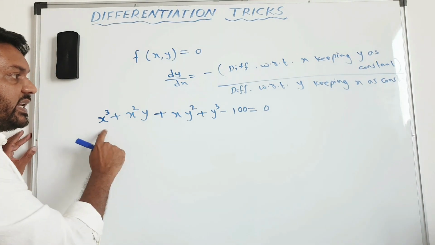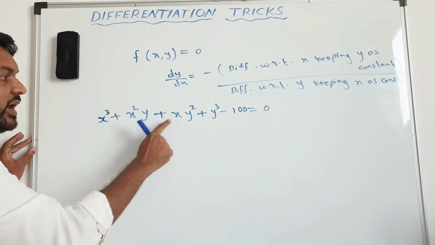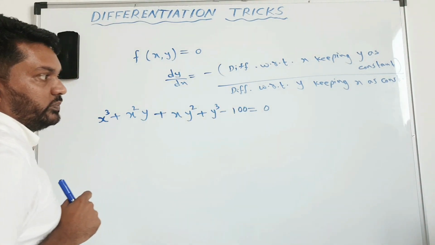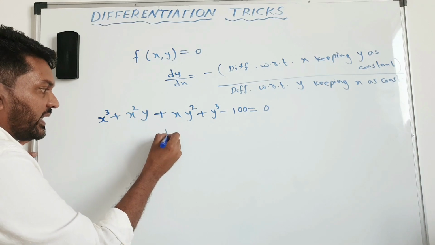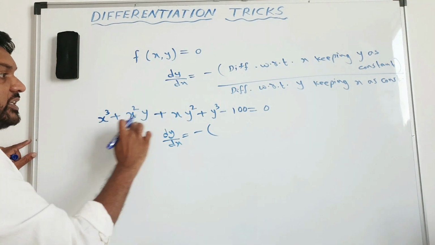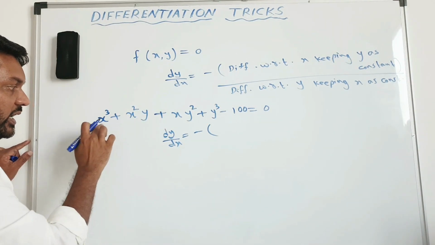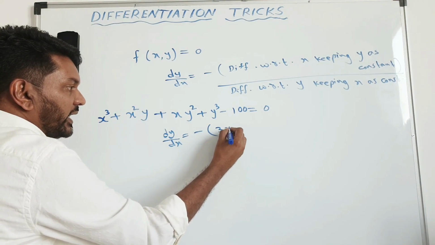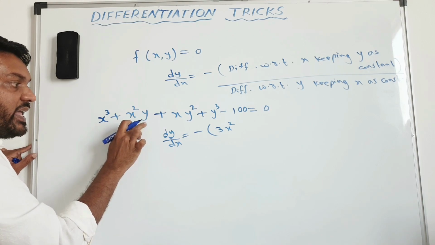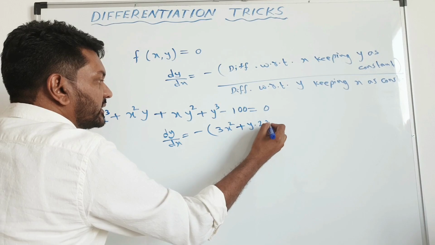Now we will see another example question based on this method. X cube plus x square y plus xy square plus y cube minus 100 equal to 0. So how to find dy by dx using this method? Dy by dx equals negative of differentiate this entire thing with respect to x keeping y as constant. x cube derivative 3x square, x square y derivative, keep y as constant and differentiate x square. So plus y into 2x.